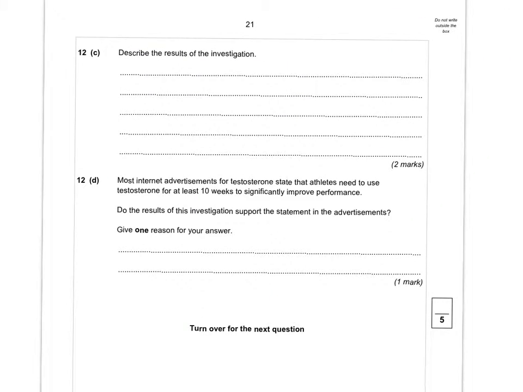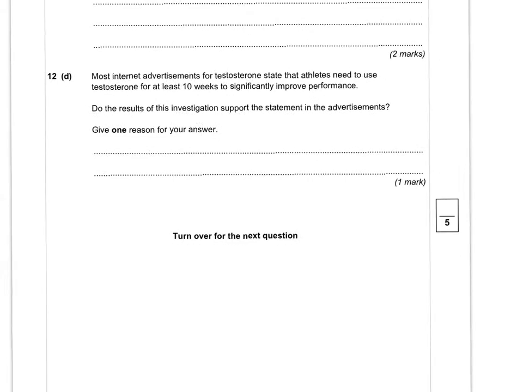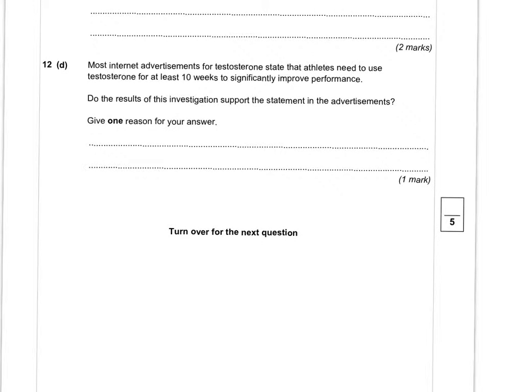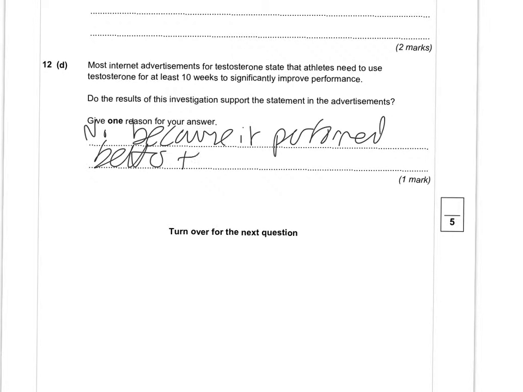Okay. And 12D, most internet advertisements for testosterone state that athletes need to use testosterone for at least 10 weeks to significantly improve performance. Do the results of this investigation support the statements? Answer for that is no. And that's because we saw that it had improved more than the placebo group by 10%. So it performed better than the placebo. That's just for 1 mark, so that's all that you need to say for that.